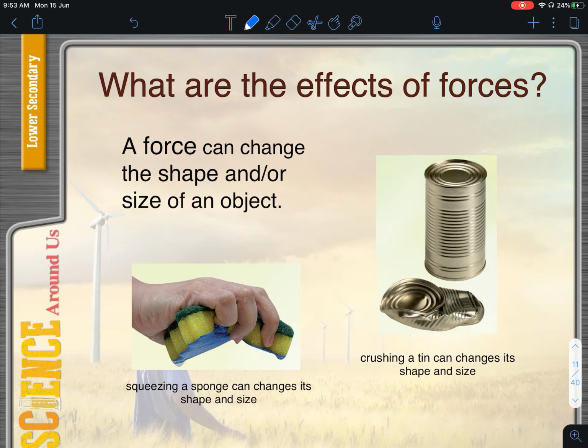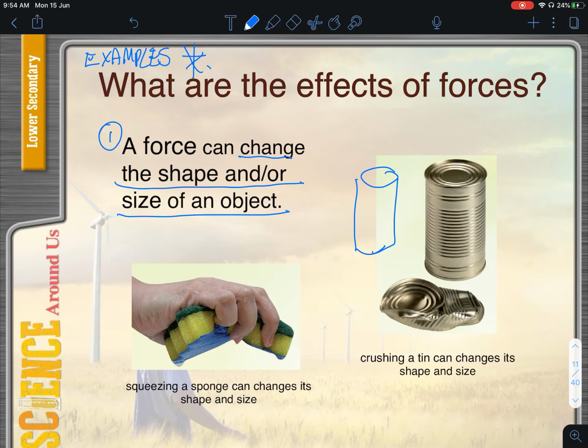Now you will need to know some examples of the effects of force. This is important as it usually comes out as an exam question, where you are required to discuss these effects either in MCQ or in structured questions. First of all, a force can change the shape or size of an object. By shape, I mean something that might be cylindrical like this eventually becomes another shape that is different from the original. So this is very flat, correct?